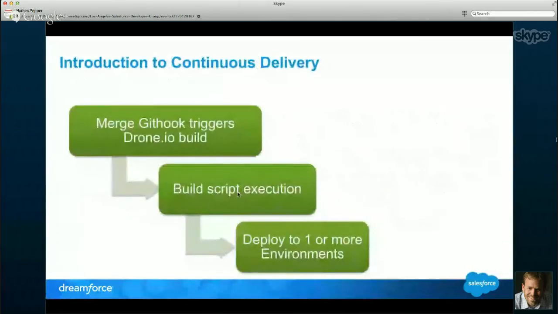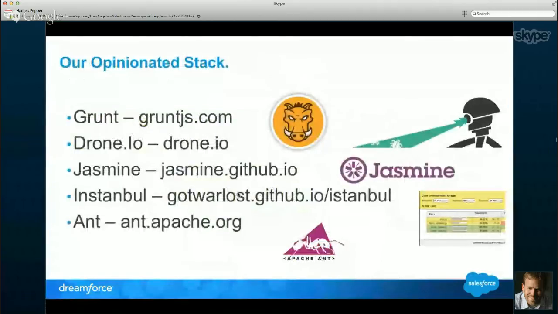This is the opinionated stack that I talked about, the one I use. I run my test builds with Grunt, a task runner for JavaScript. I build them on Drone.io. I test my JavaScript with Jasmine. I generate code coverage reporting and I'm able to do things like fail the build if JavaScript code coverage falls below 75%. And then I also use the deployment tool to test and deploy code to various Salesforce orgs.